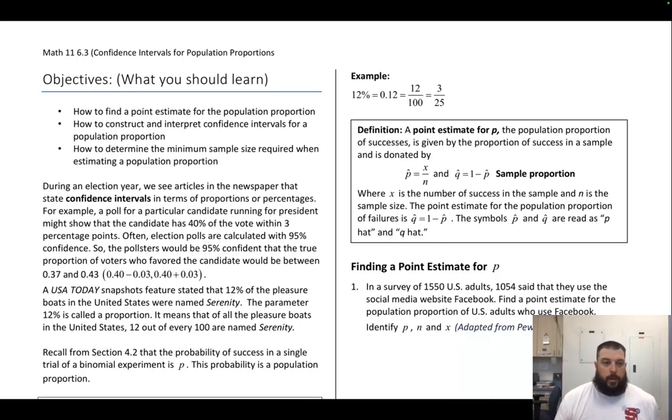All right, so let's wrap up chapter 6 here, looking at 6.3, confidence intervals for population proportions. We're going to be able to find a point estimate for a population proportion, look at how we construct confidence intervals and interpret those, similar to what we've done in the past. And then the big new one is how do we determine the minimum sample size required.